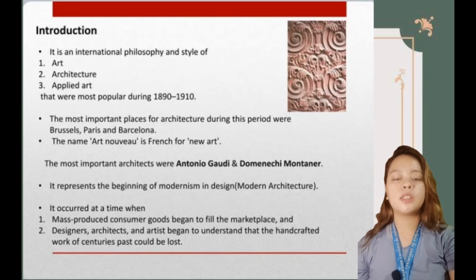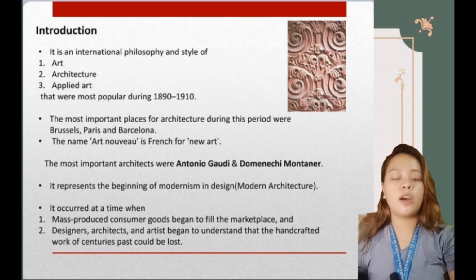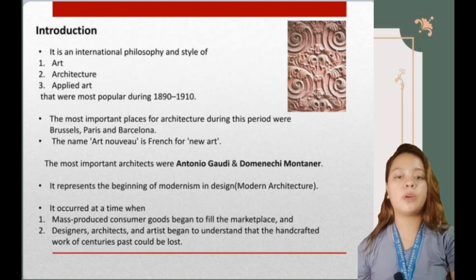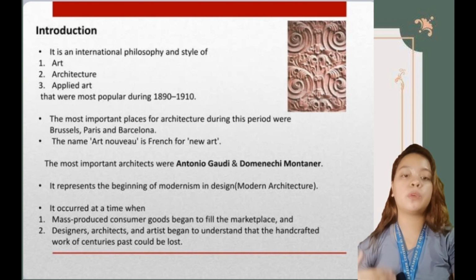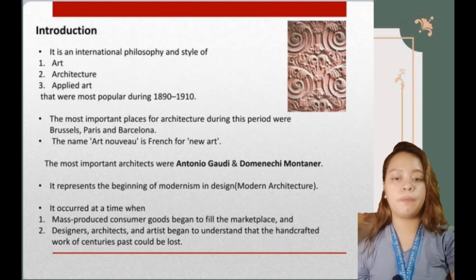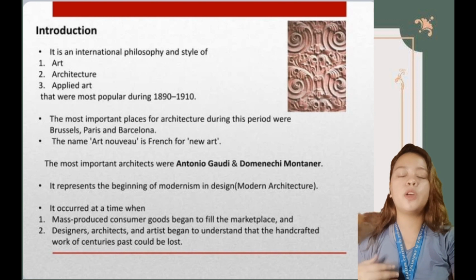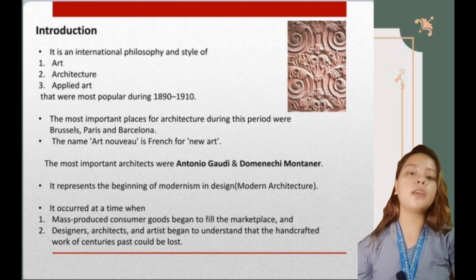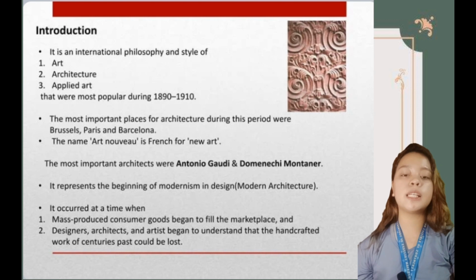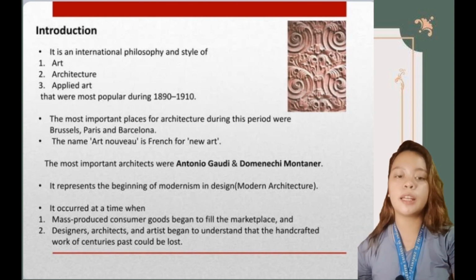So it is an international philosophy and style of art, architecture, and applied art that were most popular during 1890 to 1910. The most important places for architecture during this period were Brussels, Paris and Barcelona. The name Art Nouveau is French for new art. The most important architects were Antoni Gaudí and Domènech i Montaner. It represents the beginning of modernism in design or more modern architecture.